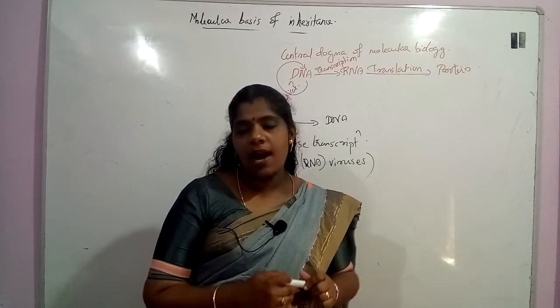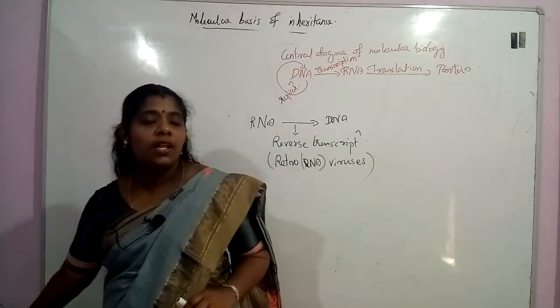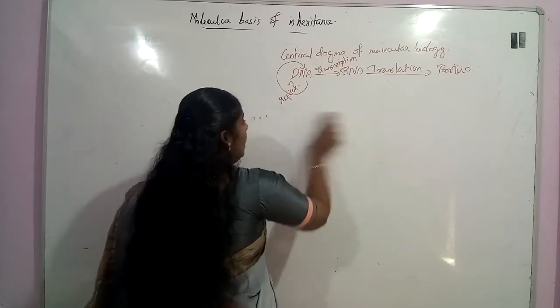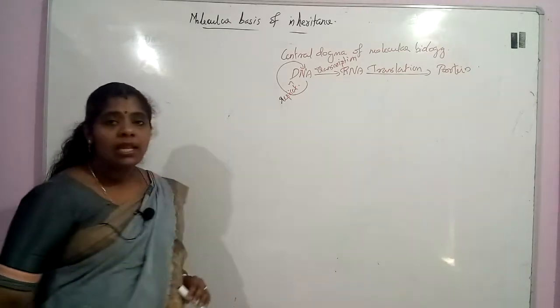Now we will see there are different types of DNA. The different types of DNA present in the organism are A DNA, B DNA, Z DNA.